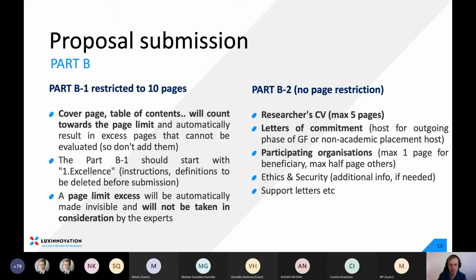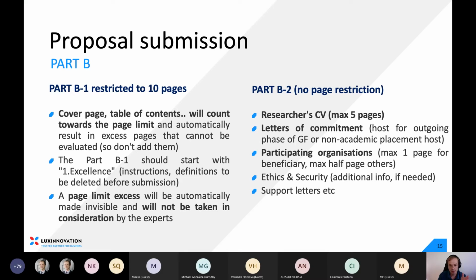So please pay attention. Don't do any cover pages or table of contents. They will count towards the page limit, so don't add them. Try to start straight away with point 1, which is the excellence part. And anything that goes beyond the 10 pages will just be blanked and made invisible.